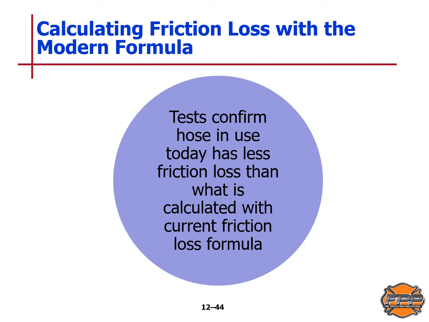Tests confirm hose in use today has less friction loss than what is calculated with the current friction loss formula. The reason for that is these formulas are based on older technology, and we've made advances in fire hose technology since then.